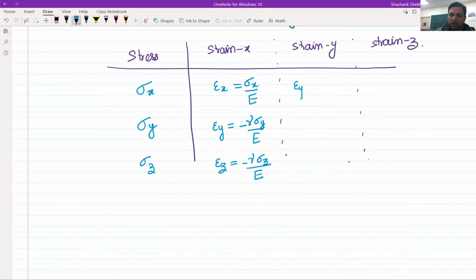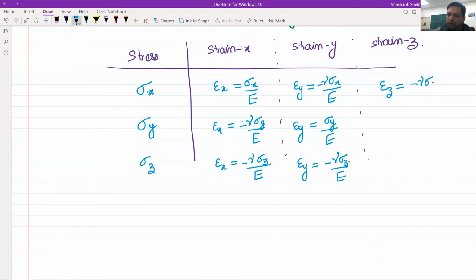So here is the strain in the y direction. Now it is a lateral strain, so there will be a nu over here, minus nu sigma x by E. This is strain in the y because of sigma y, so it is normal. Similarly here, epsilon z, this is lateral, minus nu sigma x by E. Epsilon z, also lateral, so minus nu sigma y by E. Epsilon z, this is normal, so this is sigma z by E.